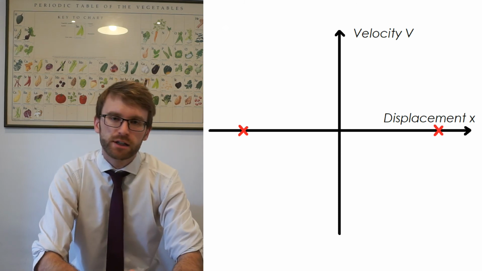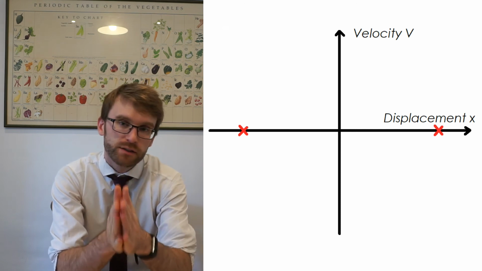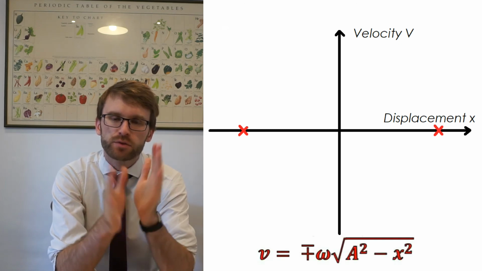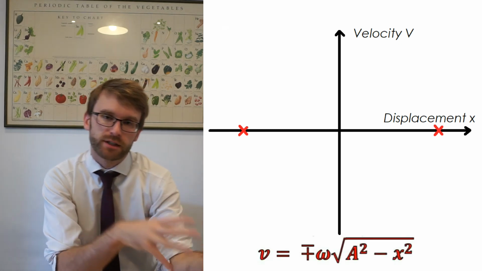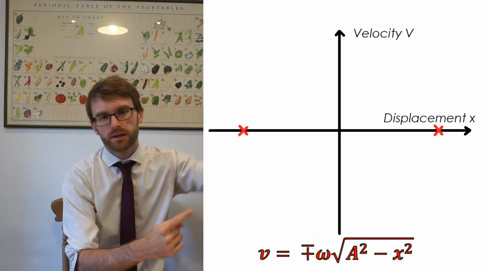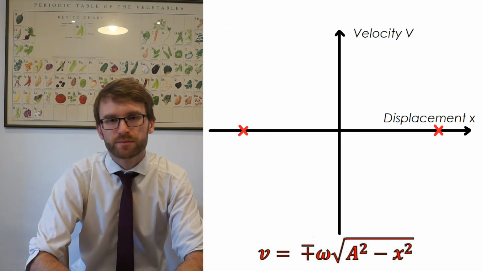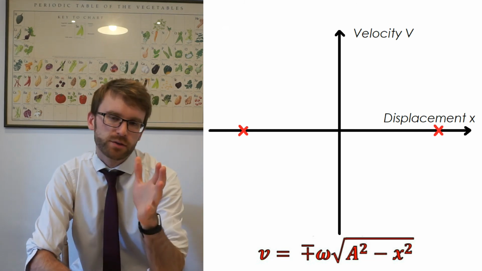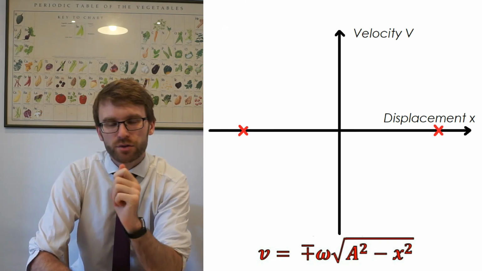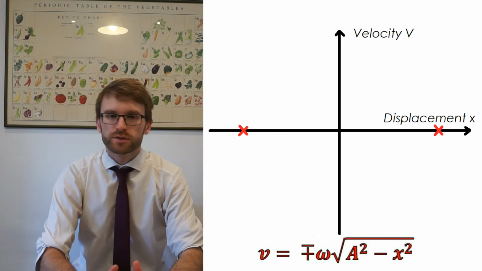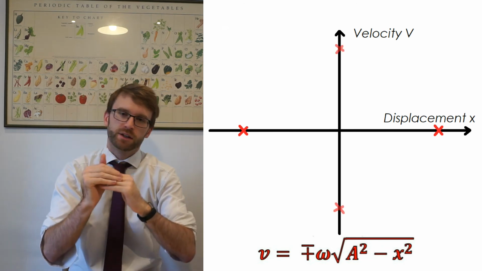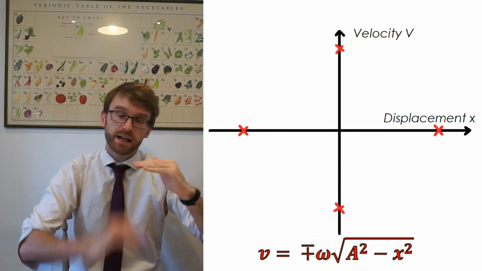Unlike kinetic energy, velocity can be positive or negative at any displacement. Remember the equation v equals plus or minus omega square root a squared minus x squared. That tells us the velocity could be in the positive or in the negative direction, depending on which way it was swinging. So let's go to the highest value. We know that when the displacement is 0, that's another extreme. And we know that the velocity could have a maximum positive value, which would be equal to omega a, and it will also have a maximum negative value.